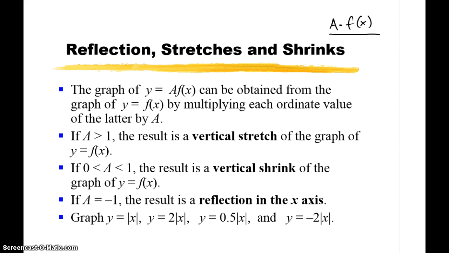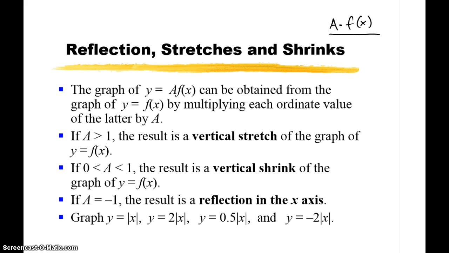It's going to have the same inputs, the same x coordinates, but now the y coordinates will be multiplied by a. And what changes? Well, if a is bigger than 1, this changes the graph, and it results in a vertical stretch. Okay? If a is between 0 and 1, then it results in a vertical shrink of the graph of y equals f of x. If a is negative 1, then it just reflects the graph over the x-axis.